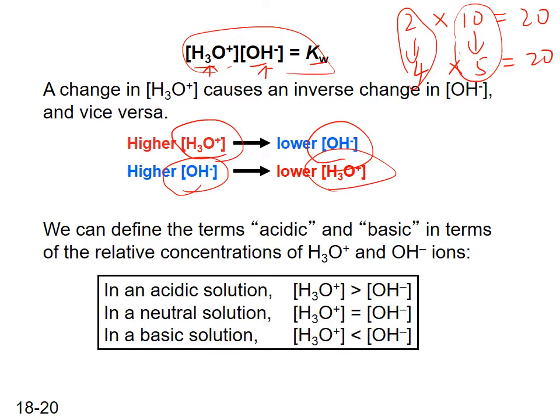We can define acidic or basic in terms of the relative concentrations of hydronium ion and hydroxide ion. If hydronium ion concentration is greater than hydroxide, it's acidic. If hydroxide concentration is greater than hydronium ion, it's basic. In pure water, they are equal, and that is a neutral solution.